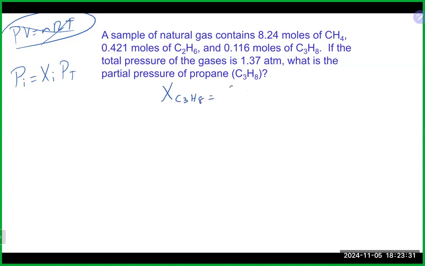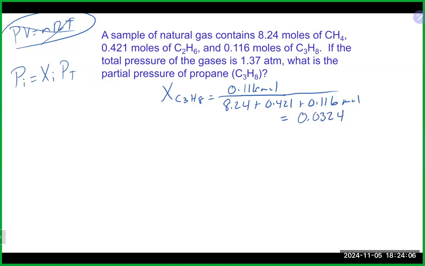That would be the moles of propane, which is 0.116, divided by the total moles, which is basically 8.24 plus 0.421 plus 0.116 moles, right, to give us our total moles. Remember that the mole fraction is not a percentage, so you do not want to multiply it by 100 at the end. It's basically a decimal. It really is a percentage without multiplying it by 100, in a sense. And that'll give us 0.0324 as our mole fraction.